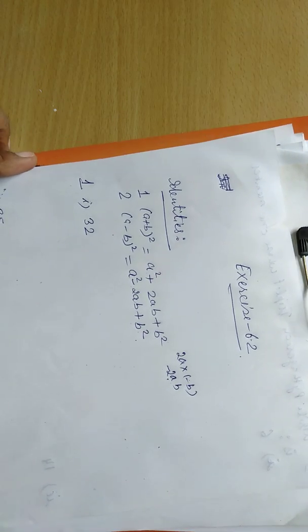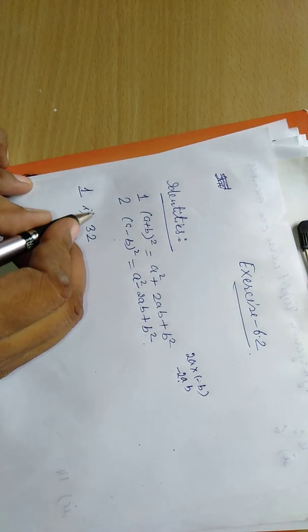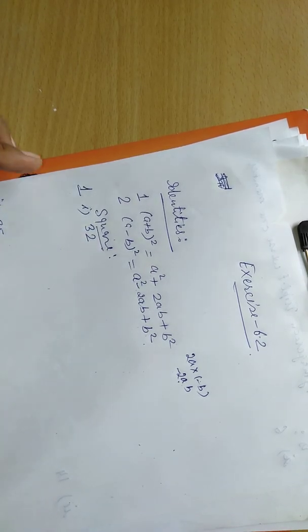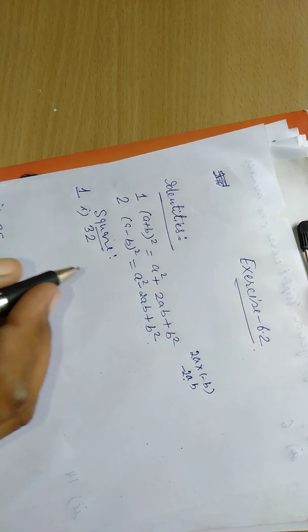So let us start. We have to find the square of the numbers we have been given, right? For finding the square, one method is you can multiply the base by itself, but the easiest way to find the square is by using an identity, right?